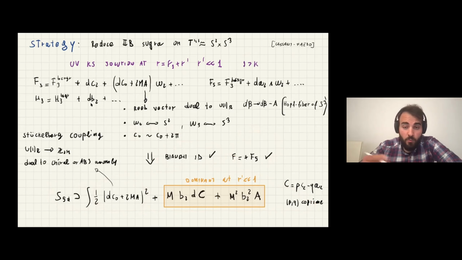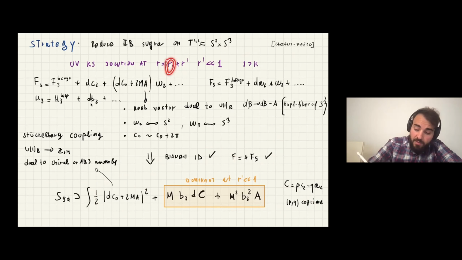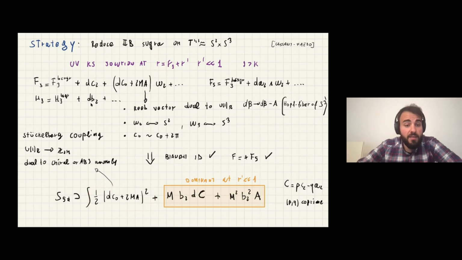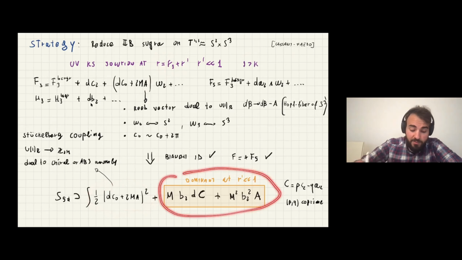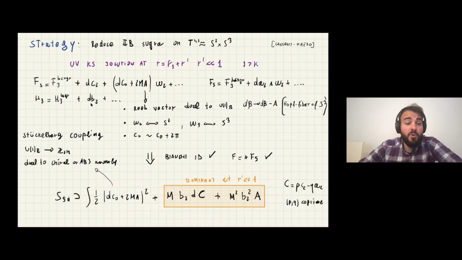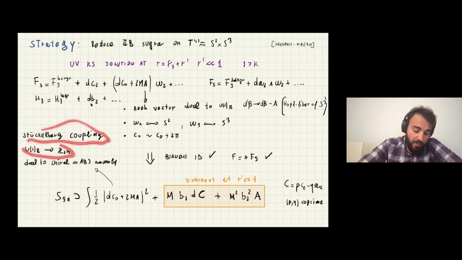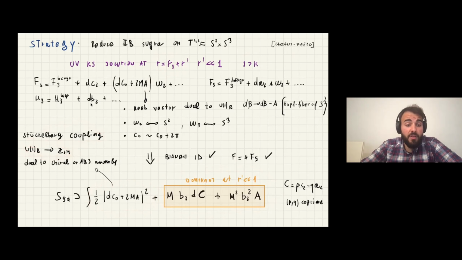Since we want to work at R at a very large distance, so R_J is big, but R prime is still small. But even for R_J big, which means for R big, this term will still be subdominant with respect to these other two terms. But it still implies something important, which is the breaking of the U(1)_R symmetry to Z_{2M}. So this is a Stueckelberg coupling, and this is the manifestation in supergravity of the breaking which in field theory is due to the chiral ABJ anomaly.